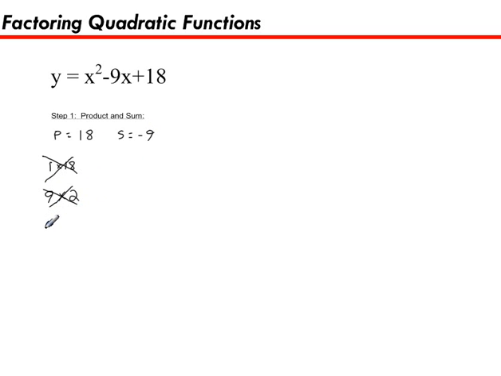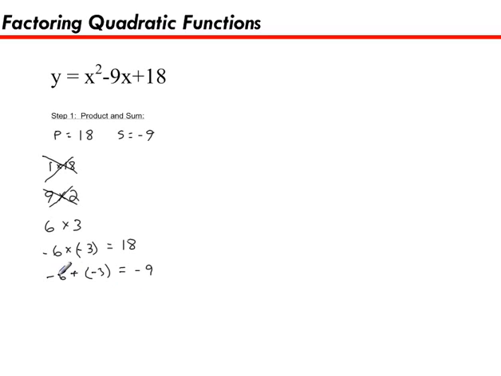How about 6 and 3? That'll make an 18 if I multiply them. And I bet there's also a way I could make these two numbers become negative 9. Okay, we're getting closer here. What if I did negative 6 times negative 3? They multiply to give me an 18. And if I do negative 6 plus negative 3, well, that's going to give me a negative 9. So those are the two numbers I want, negative 6 and negative 3.